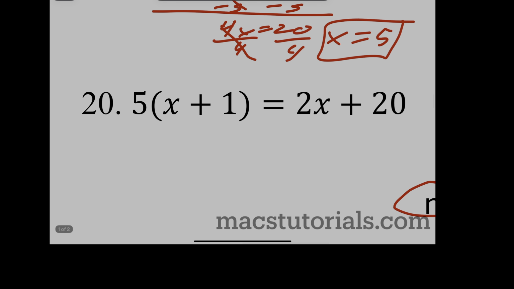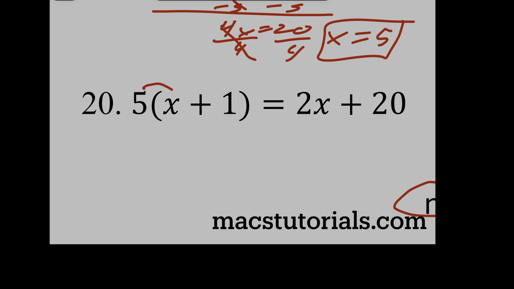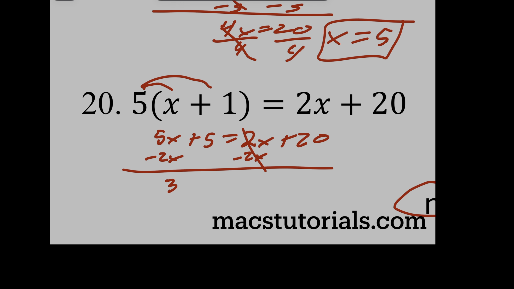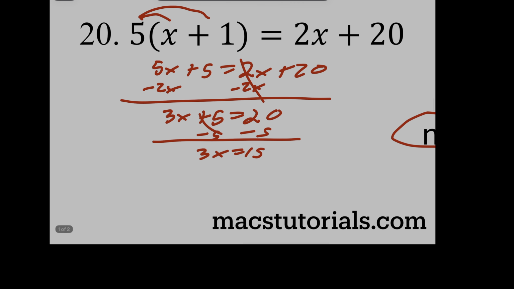Last one, number 20. Oh, I have a number in front of a parenthesis, so I'm going to do that first, and I'm going to get 5x plus 5 equals 2x plus 20. Now I have variables on both sides. So I'm going to go minus 2x, and I get 3x plus 5 equals 20. Now, to solve this, I'm going to go minus 5, 3x equals 15. Now I'm going to divide each side by 3, and that's going to give me x equals 5.